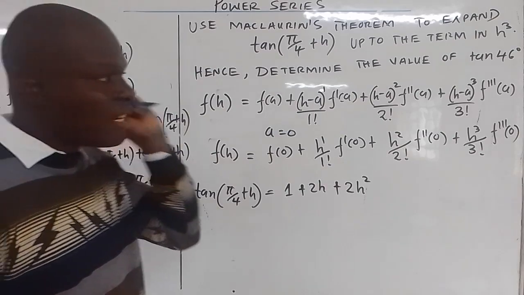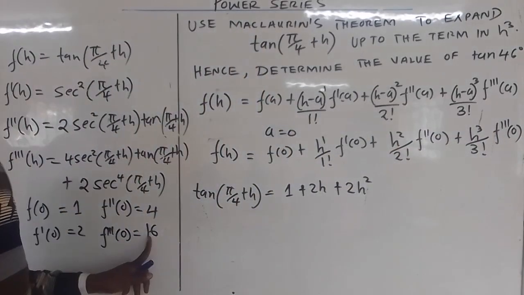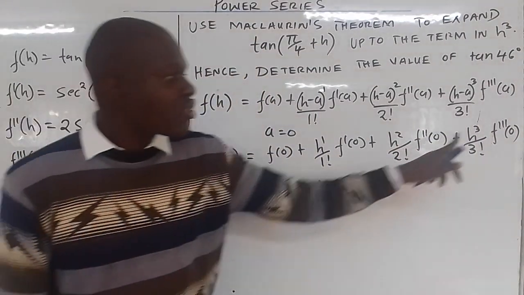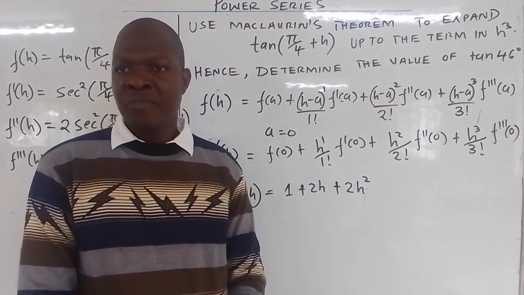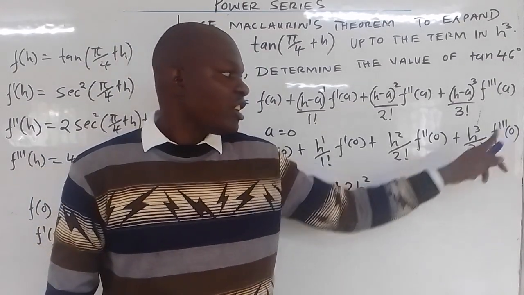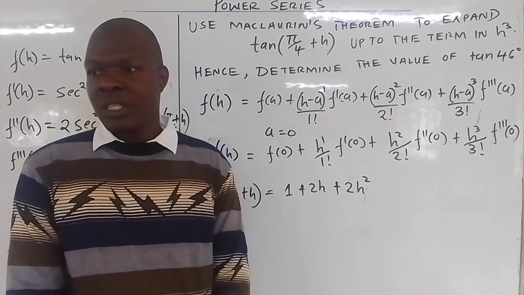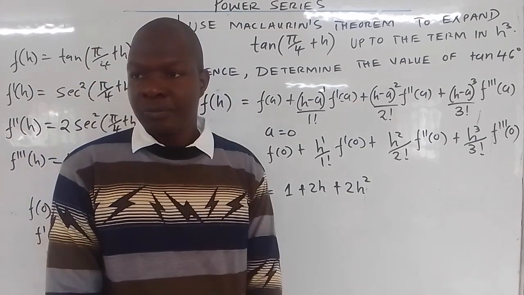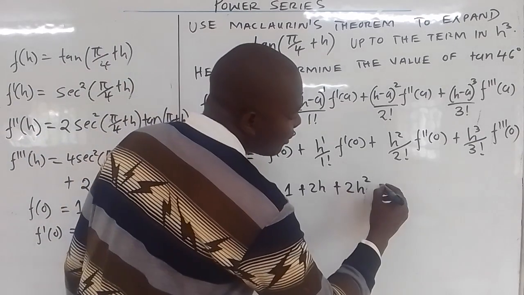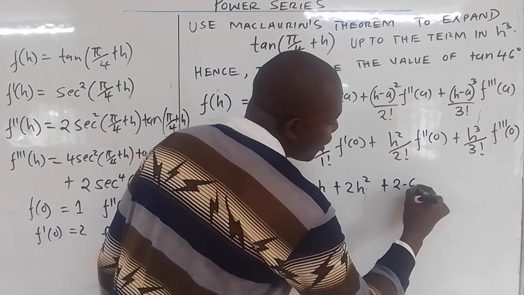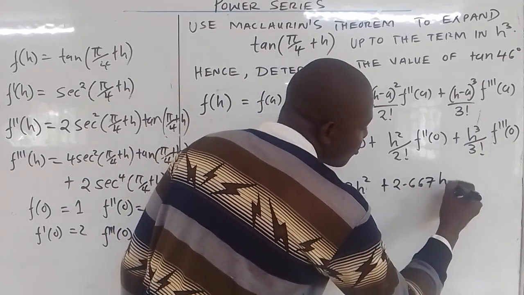Move to the next one. F triple prime of 0 you found is 16. 16 divided by 3 factorial. 3 factorial is 6, isn't it? 16 divided by 6? 8 over 3. 8 over 3. Decimals? 2 point, so it is plus 2.667, then it is times h cubed, isn't it?